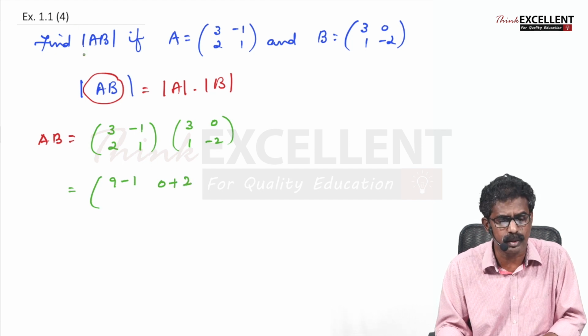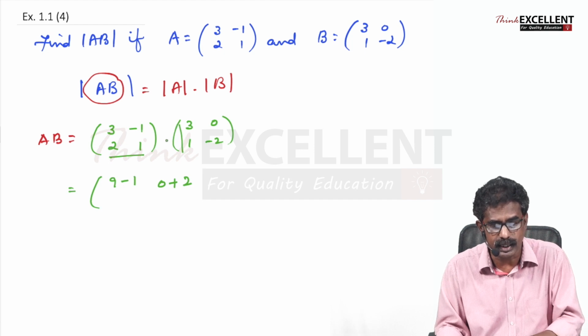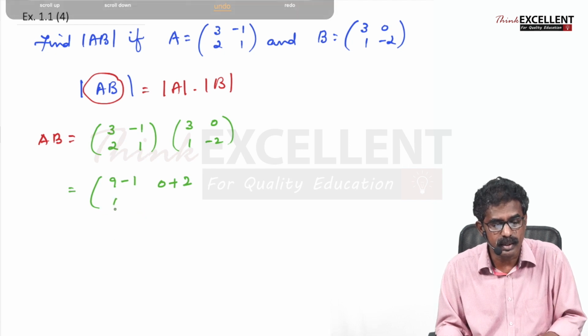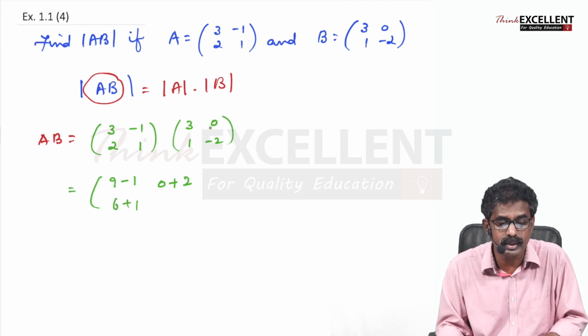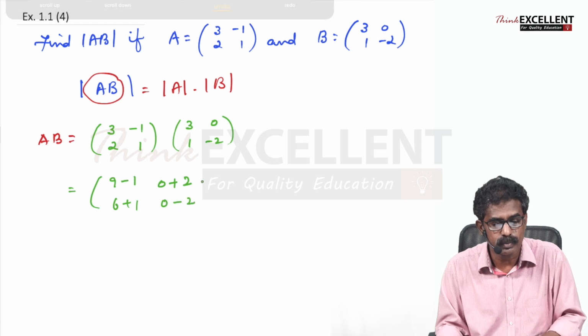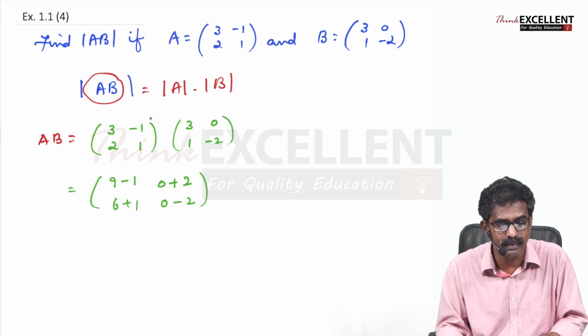Now we come to the second row. Second row, first column. So 2 into 3, 6. Plus 1 into 1, 1. Right? So 2 3s are 6 plus 1. Now second row, second column. 2 into 0, it is 0. Plus 1 into minus 2, minus 2. Right? So 0 minus 2. So check the calculation again. First row, first column, it is 9 minus 1. First row, second column.